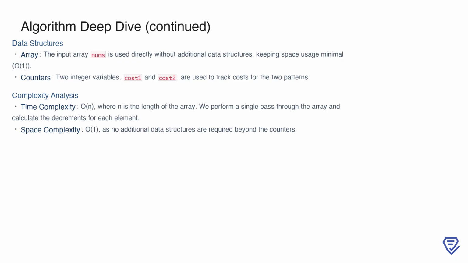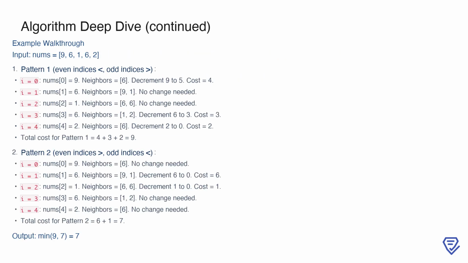The time complexity is O(n), as we make a single pass through the array, performing constant time calculations for each element. This combination of minimal space usage and linear time complexity ensures the solution is both practical and scalable, even for large input arrays. Let's walk through an example with the input array nums equals 9, 6, 1, 6, 2.